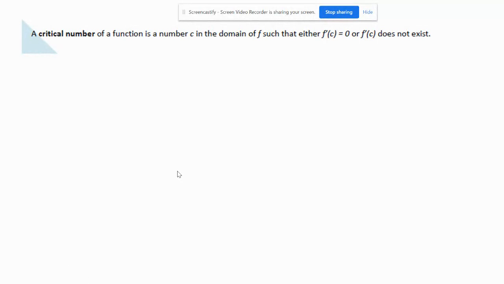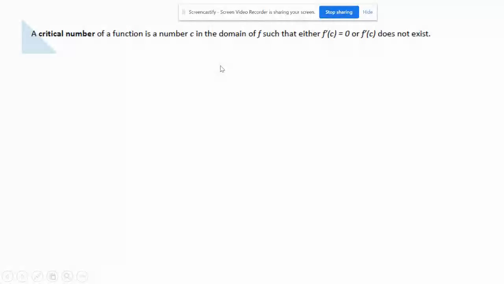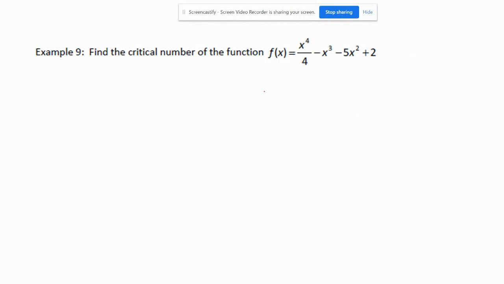Okay, a critical number of a function is a number c in the domain of f such that either f prime of c equals 0 or f prime of c does not exist. We'll talk about this more in a second. Find the critical numbers of the function. Again, what our definition said: f prime of c equals 0 or f prime of c does not exist. So in this case, let's figure out what f prime of x is.